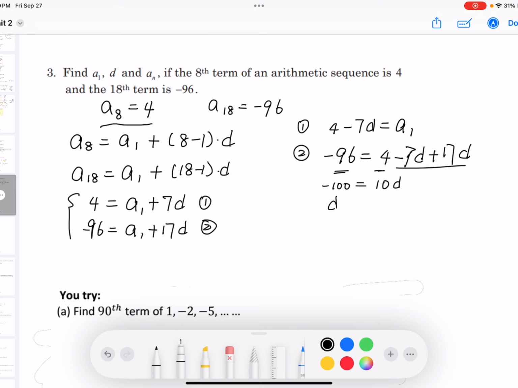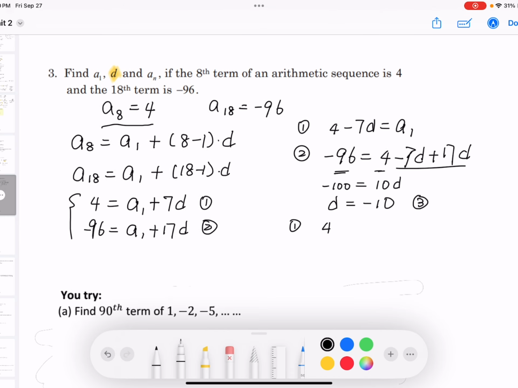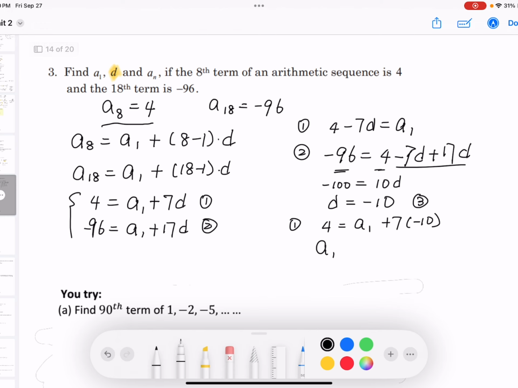So d is equal to -10. Okay, we found our d. So d has been solved. And what is the a? We can bring this one, so we say this is d, we can bring the -10 into equation 1. We're going to have 4 is equal to a sub 1 plus 7 times negative 10. So isolate the a sub 1. A sub 1 is equal to 4 plus 70, which is 74.